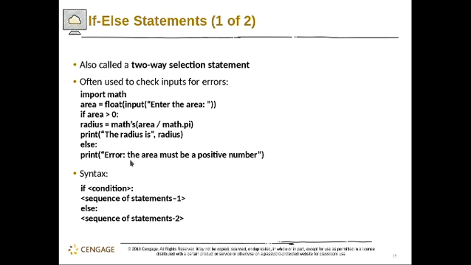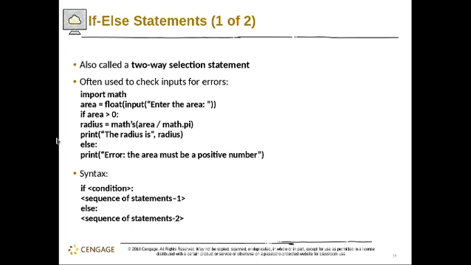They are often used to check inputs for errors. So for example, we have: if the area is greater than 0, you will print the radius of your equation. And otherwise, if this is 0, it will give the output: error, the area must be a positive number.